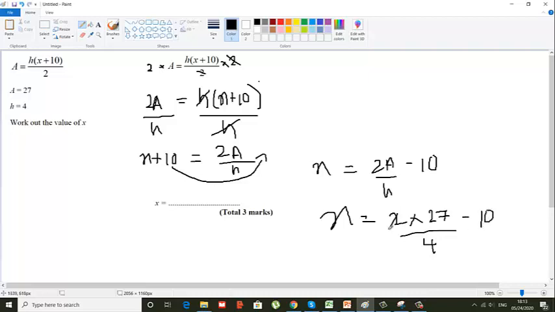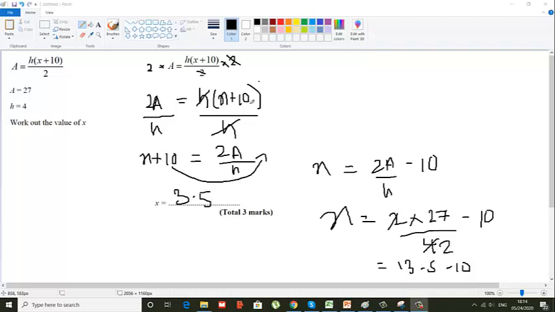How many multiples of 2 are there in 4? There are 2. 27 divided by 2 is 13 and a half, minus 10. 13.5 minus 10 is 3.5. So our answer is 3.5.